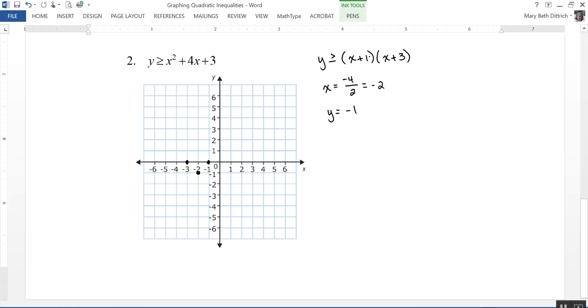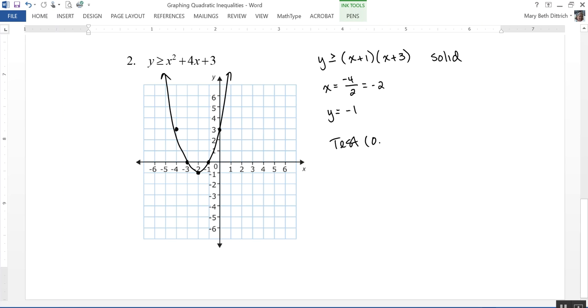Since this is a greater than or equal to, my boundary line is going to be solid. And choosing two other points, when I plug in 0, I'm going to get 3. That's my y-intercept. And then I know that symmetrically there will be another point over here. So I can go ahead and draw. This one was a little bit easier to draw. And since it's y is greater than, I'm thinking I'm probably going to shade inside here. But let's go ahead and test our point.